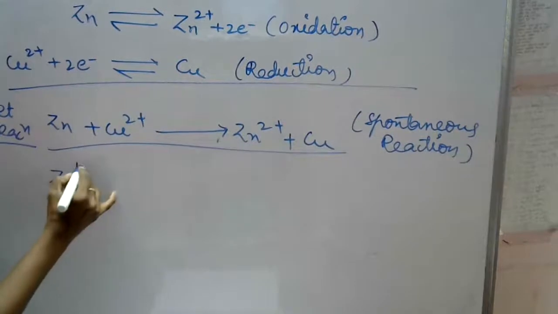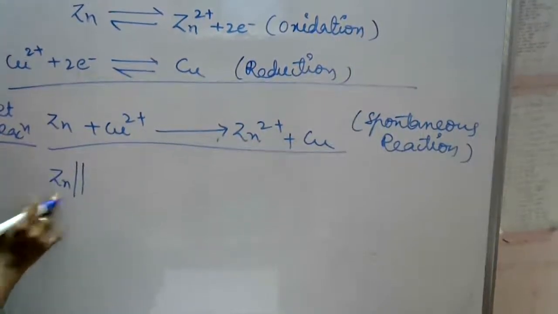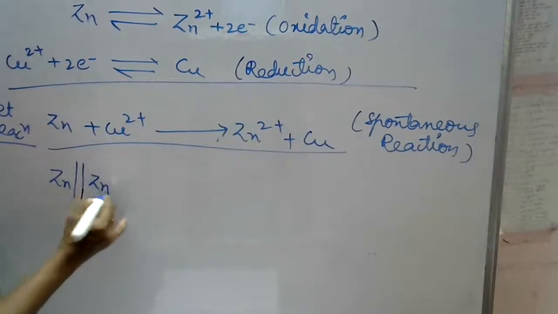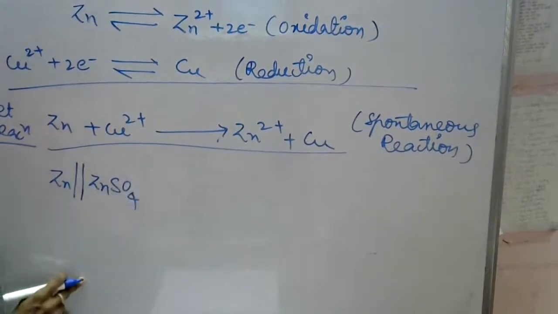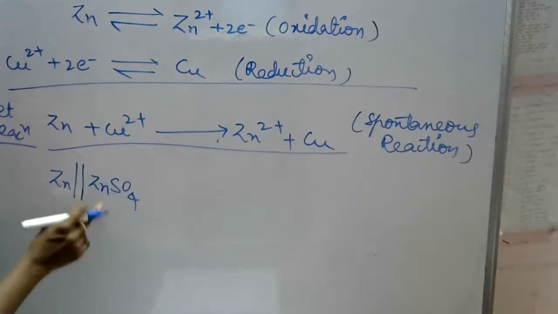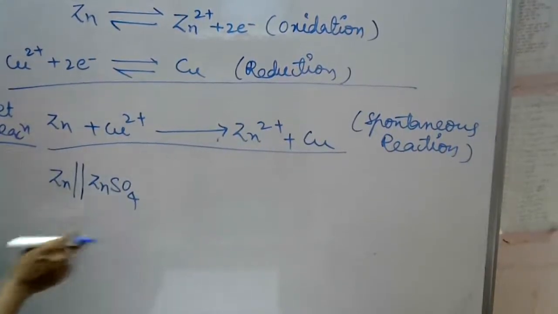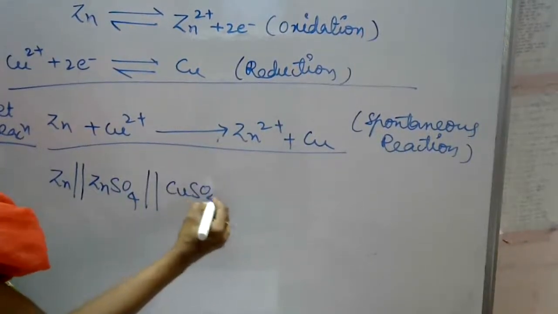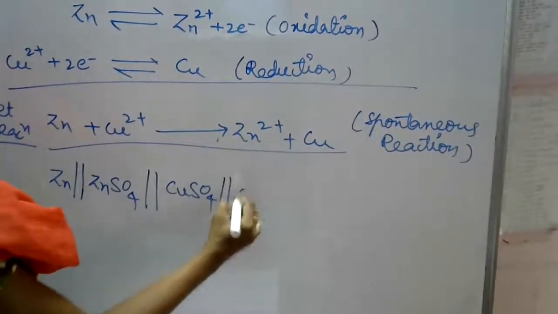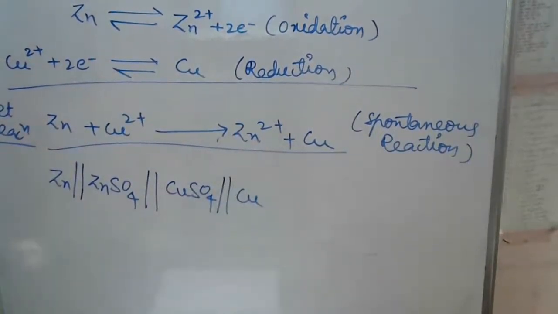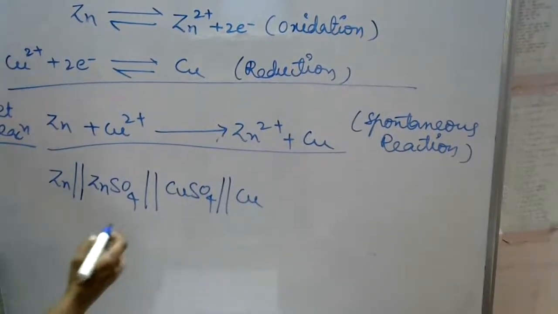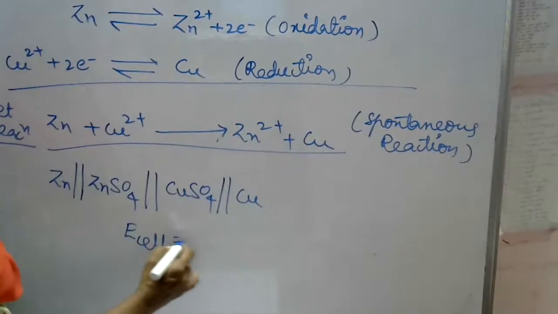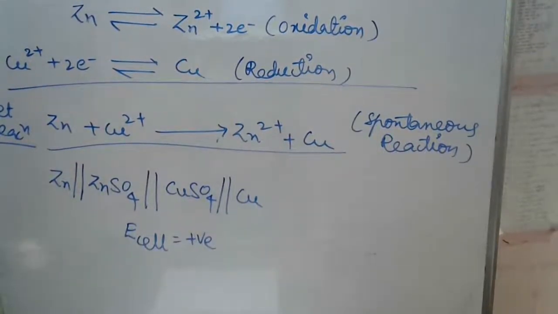For this we have to represent the cell. Zinc is the anode, then zinc sulfate, which is Zn2+ plus sulfate, and next we have copper sulfate and copper. So E cell is positive.